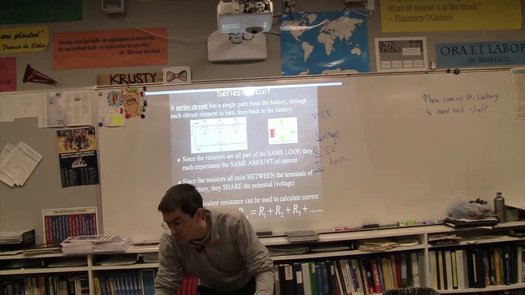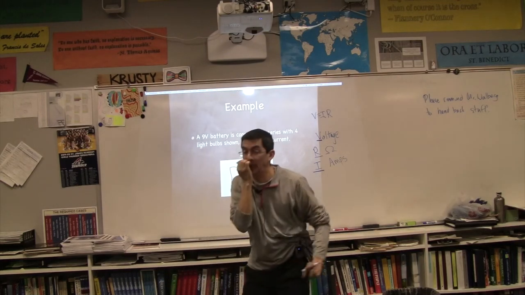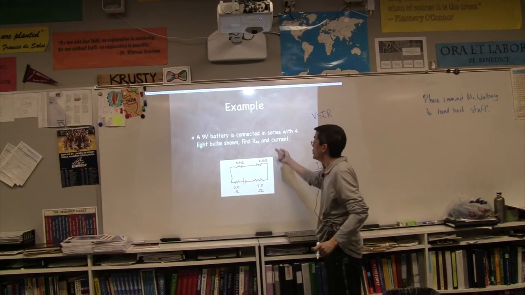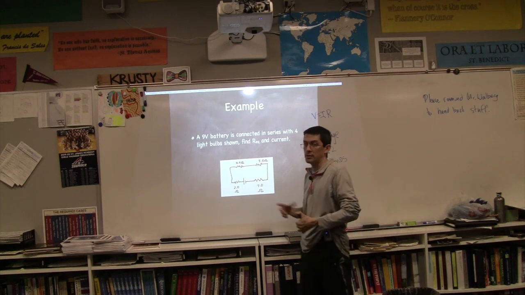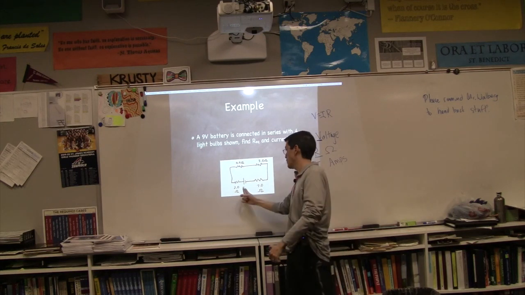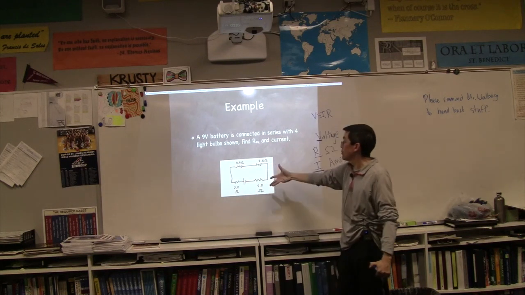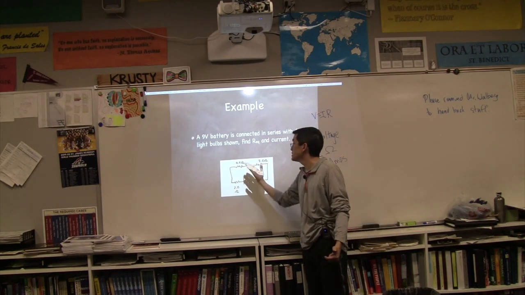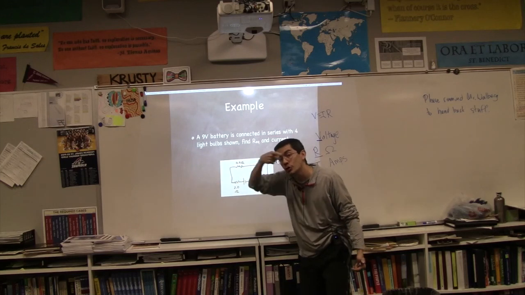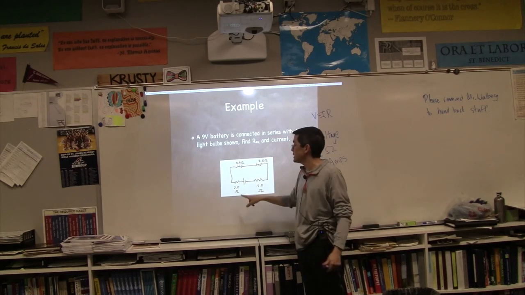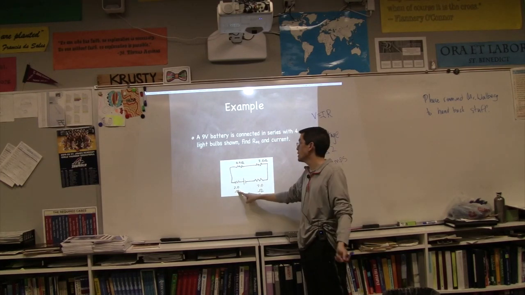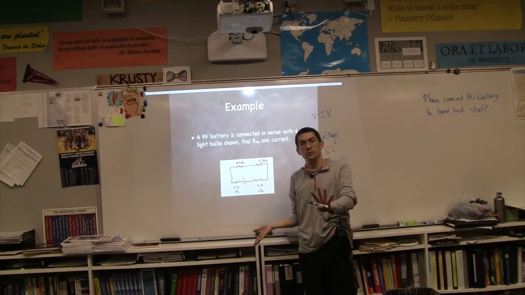All right, so one real quick, just a little example, very simple. You have a 9-volt battery, connected in series with 4 light bulbs as shown. If you have to find the equivalent resistance for this entire circuit, all you're going to do is add the resistances together: 2, plus 4, plus 5, plus 7, and you got it. I'll give you a second to do that math.